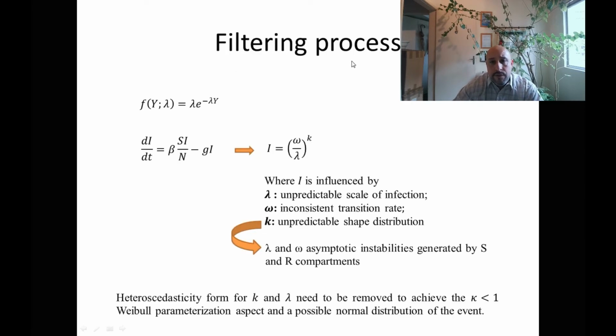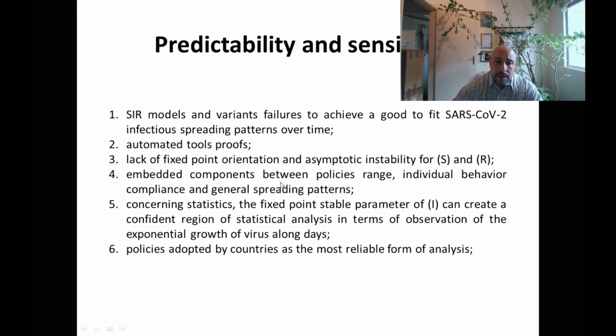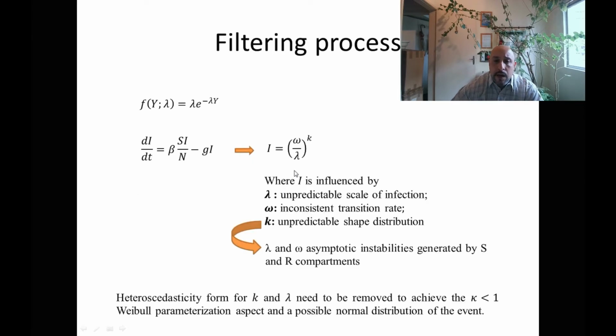And how did we do the filtering process? We got the exponential function and the traditional SEIR model equation, and reduced it to a more simplistic form, with these patterns already of confounding patterns in the equation, where the infectivity compartment is influenced by these three terms: unpredictable scale of infection, inconsistent transition rate, and unpredictable shape distribution. And these two terms of the new equation have asymptotic instabilities generated by the S, E, R compartments.